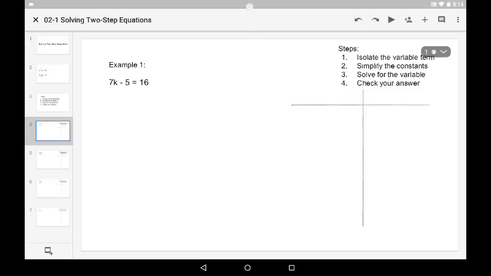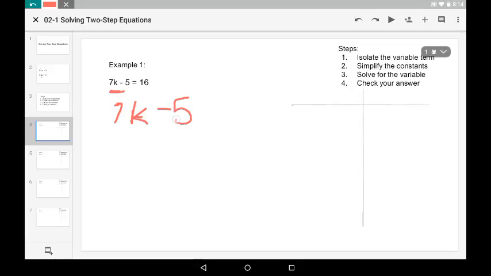Here's the first one. 7k minus 5 equals 16. So step 1, isolate the variable term. That means this term right here, 7k. We want it by itself on one side of the equal sign and everything else on the other. Sorry, this thing is not cooperating. There we go, 7k. Since we're subtracting 5 over here, I'm going to add 5 to both sides.